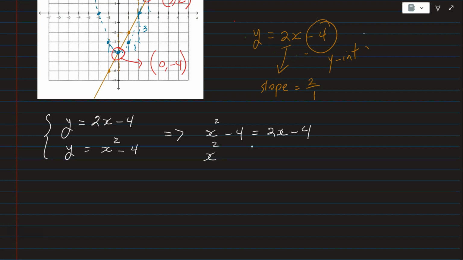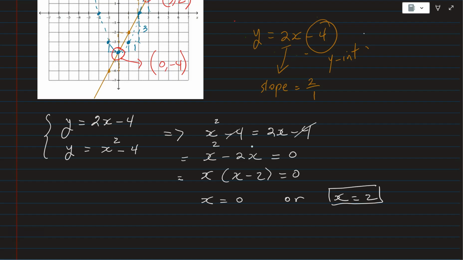If it turns out to be a quadratic, in this case it will be. So in this case we have -4 and -4, that's 0, and then you have minus 2x and set that equal to 0, and then you solve for x by factoring. That's the easiest way to do that. That's x times x minus 2, set that equal to 0, and then you're going to use the zero product rule. That means either x equals 0 or x equals 2. So those are the two x coordinates that give you the same value for this system.